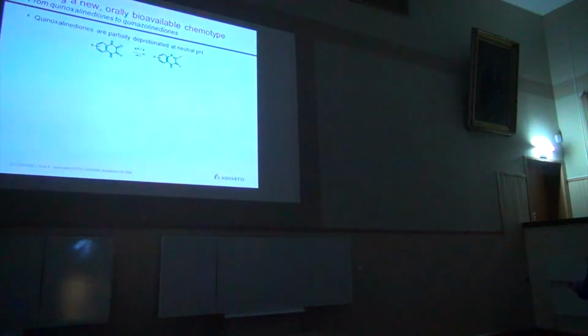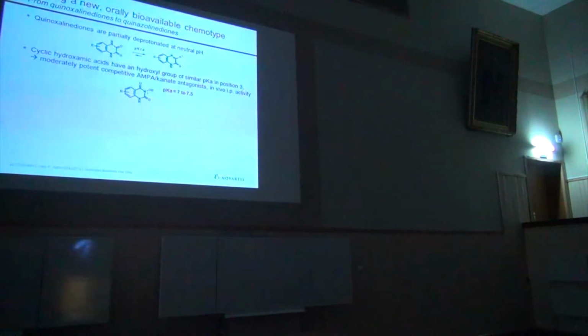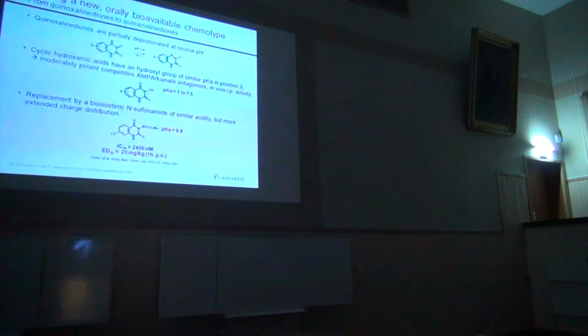Starting from the observation that the quinoxaline diones, which we tend to draw this way, are actually partially deprotonated in vivo, and they actually look like this rather. The question is, can we mimic this form of the quinoxaline dione, which is actually what allows the quinoxaline dione to mimic glutamate and bind to its receptor. We first started with cyclic hydroxamic acids, which have a hydroxyl group of a similar pKa in this position. And actually, the idea worked. Unfortunately, these compounds were only moderately potent as competitive AMPA kinase antagonists, and in vivo they didn't really have any strong activity.